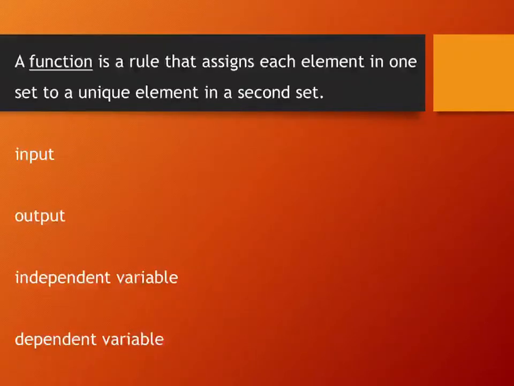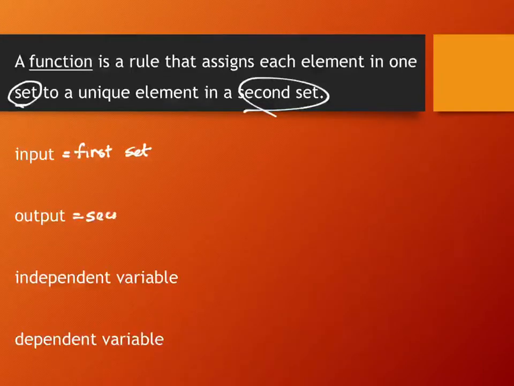So to start with, a function is a rule that assigns each element in one set to a unique element in a second set. So it talks about the first set, or one set, and a second set right here. The input is the first set. Your output is your second set. So we use the phrase inputs and outputs, and that's good phrasing.